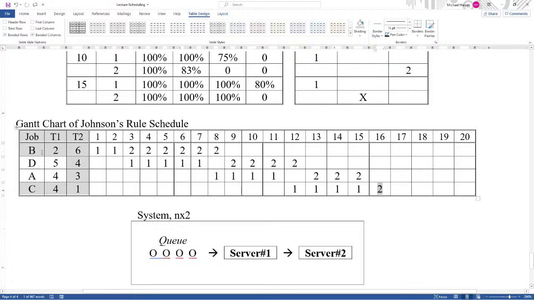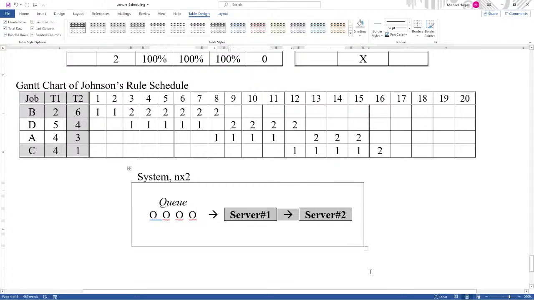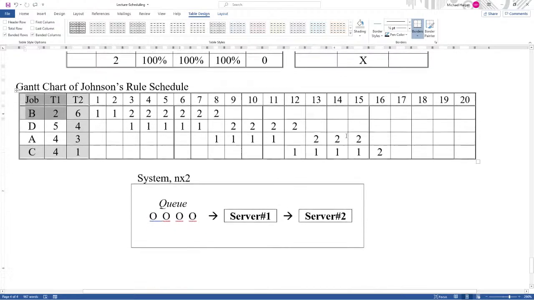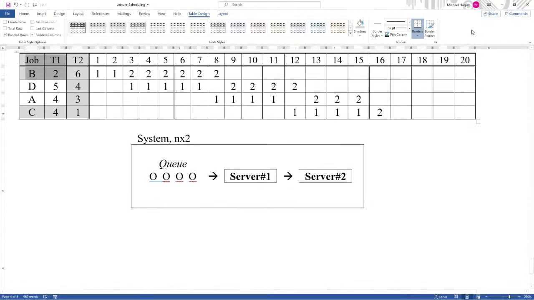The shorter times on the first server will get the second server processing as soon as possible, because the value of an n/2 system is both servers working at the same time. So the shorter times here, the faster the second server can start working. And that's why you want the shorter times first. Okay, so that's the Gantt chart.